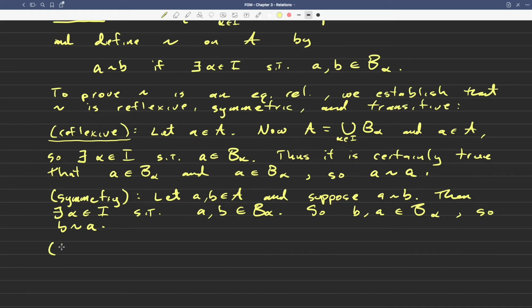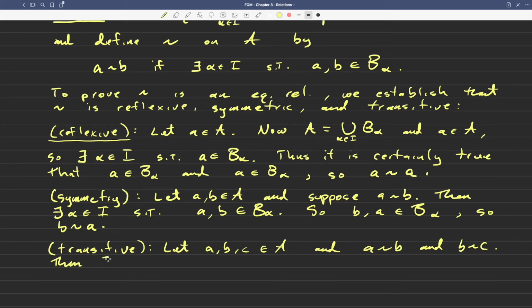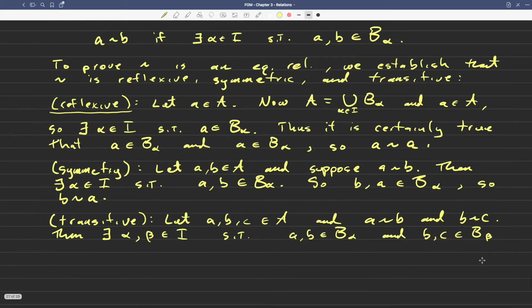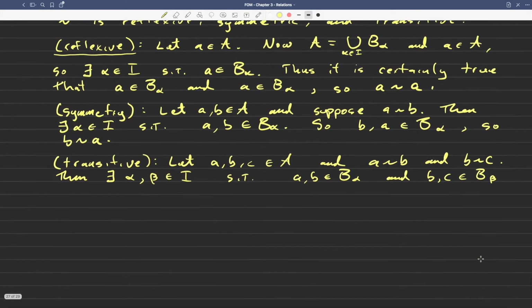And then for transitivity, I think that's also fairly trivial. If you take three arbitrary elements and you suppose that A is related to B and B is related to C, then we know there exists some, let's say, alpha and beta in the indexing set such that A and B are in some B alpha and B and C are in some B beta. Well, maybe this is less trivial than I initially thought.